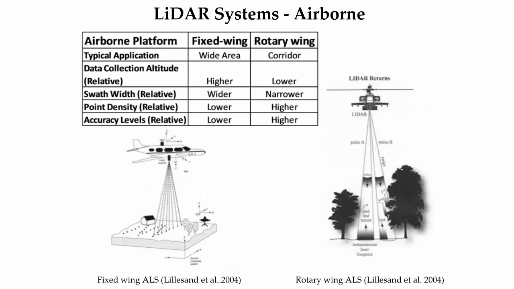Airborne LiDAR systems are further classified by the airborne platform, either fixed wing or rotary wing. Wide area LiDAR mapping is predominantly performed by fixed wing aircraft, as shown to the left, while corridor mapping is typically performed by rotary wing aircraft, as shown on the right image. Wide area LiDAR mapping is flown at higher altitudes with wider swath widths, lower ground point densities, and typically lower accuracies relative to the lower altitude corridor mapping performed in helicopters.